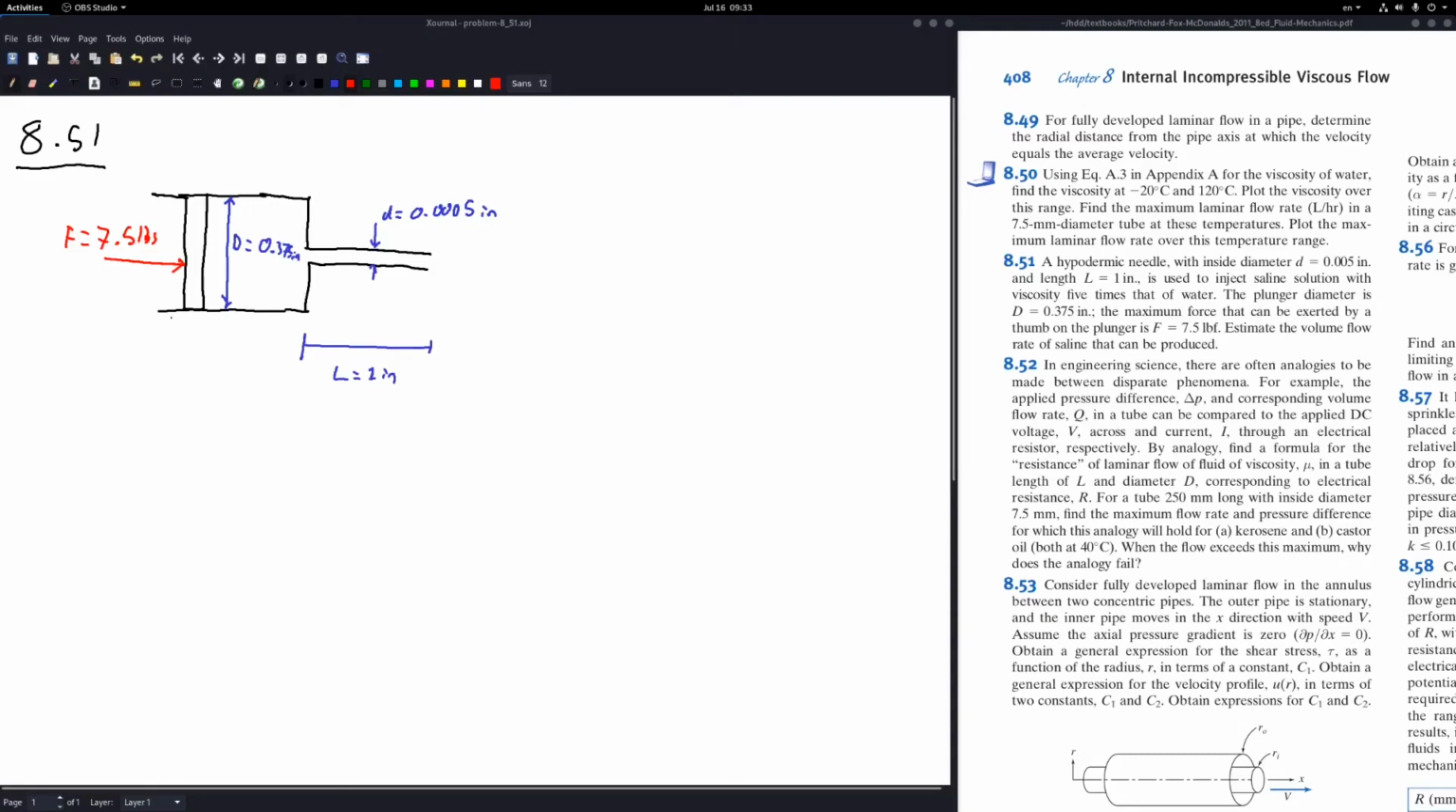Here for problem 8.51, we want to estimate the volumetric flow rate of the saline that can be produced from the needle. So I have a little sketch drawn here on the left-hand side of our system. Now, if we assume that the flow is laminar, we know that the volumetric flow rate Q is going to be equal to pi delta P d to the power of 4 divided by 128 mu L.